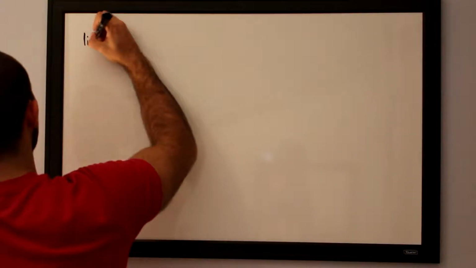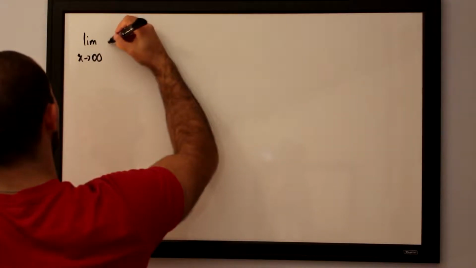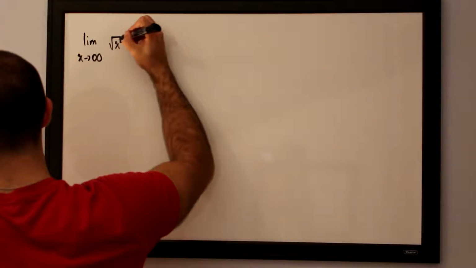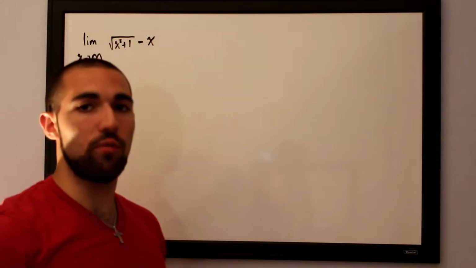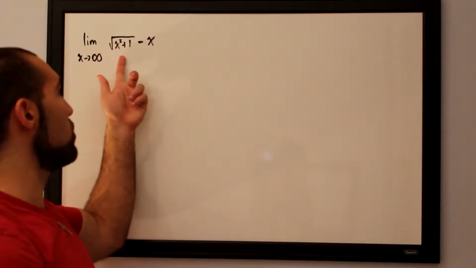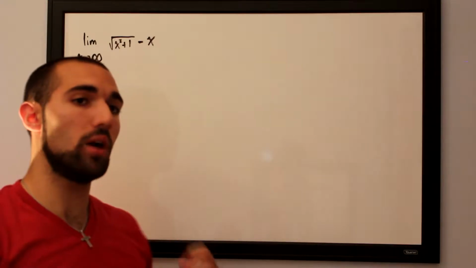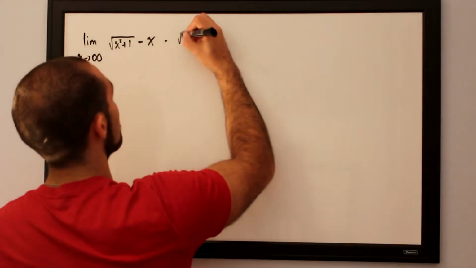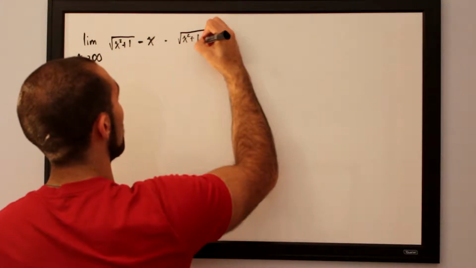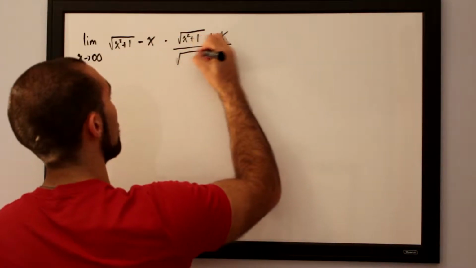Say we wanted to evaluate the limit as x approached infinity for the square root of x squared plus 1 minus x. But we don't know which infinity is going to win in this case. Is this going to grow larger, or is this going to make it tend toward negative infinity? We don't know yet. So what we can do in this case is multiply by the conjugate of this problem, the square root of x squared plus 1, and this negative sign is going to become a plus instead, in both the numerator and the denominator.